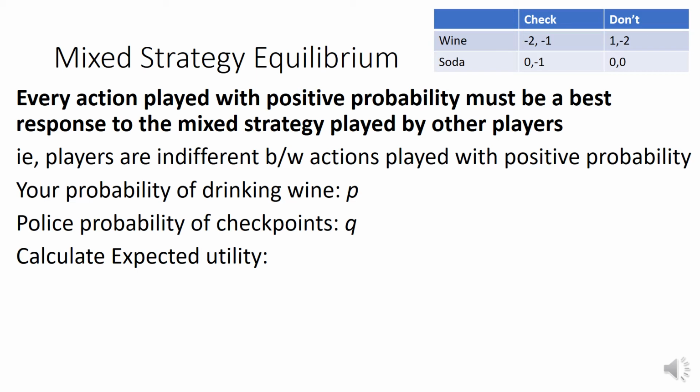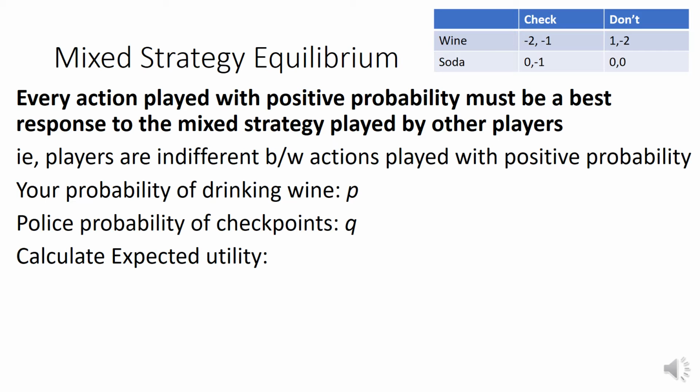Negative P. Plus negative 2, 1 minus P. So, not quite. This is their expected payoff for checking. So you're drinking with probability P. We want negative P minus 1 minus P. We want the police to be indifferent between checking and not checking. So that's their expected payoff from checking.